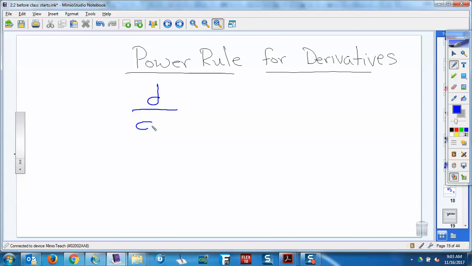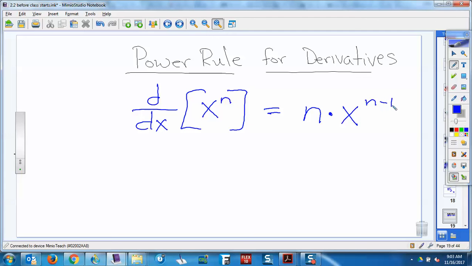And we're going to use our new Leibniz notation to write it. If I have x raised to a numeric power, n, and I'm doing the derivative with respect to x, then the derivative is n times x to the n minus 1. The power rule for derivatives. That's a great shortcut, right?